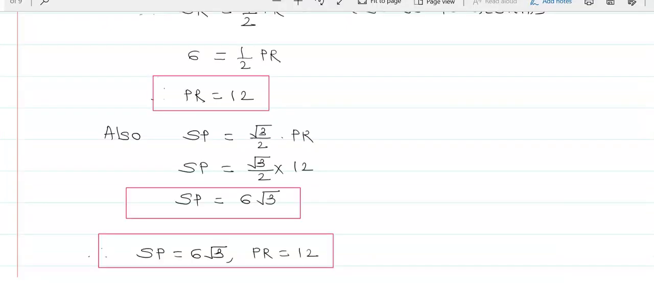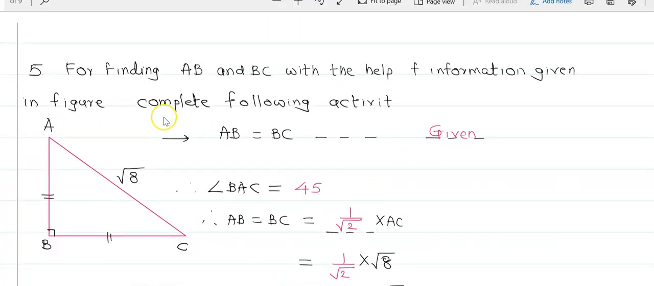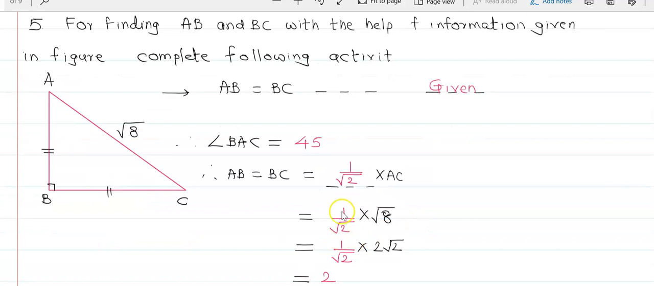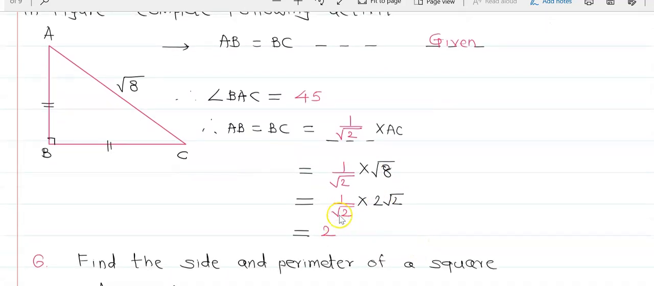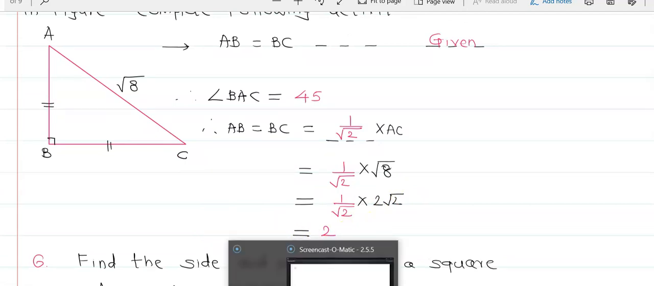Therefore, again, see this here. For finding AB and BC with the help of the information given in the figure, complete the following activity. AB is equal to BC, this is given. BAC is 45. AB is equal to BC is equal to 1 upon root 2 AC, 1 upon root 2 into root of 8. The root of 8 is root of 4 into 2. The square root of 4 is 2, so 2 root 2. Now here root 2 gets cancelled, and we have AB is equal to BC is equal to 2. Now the next problem.